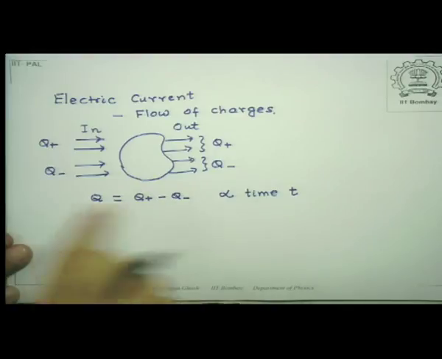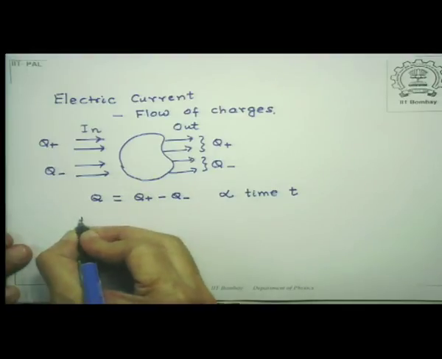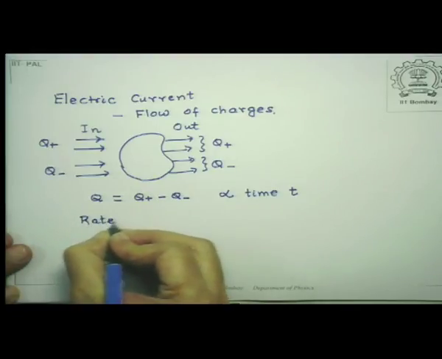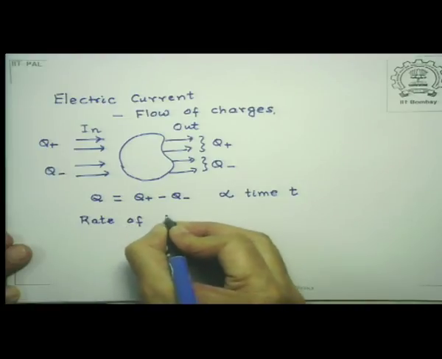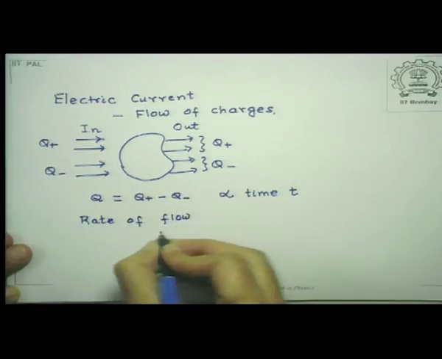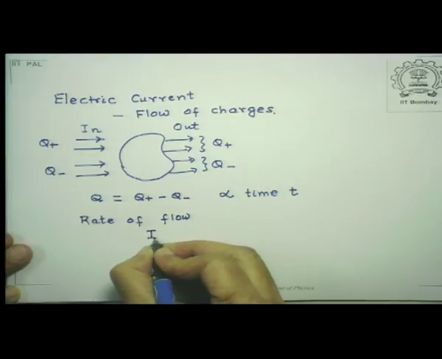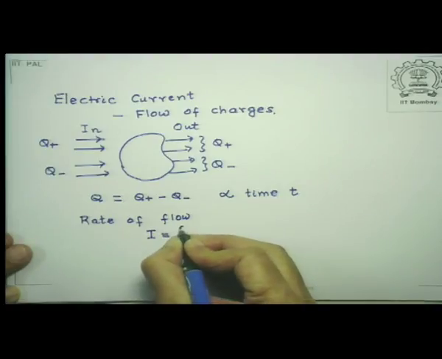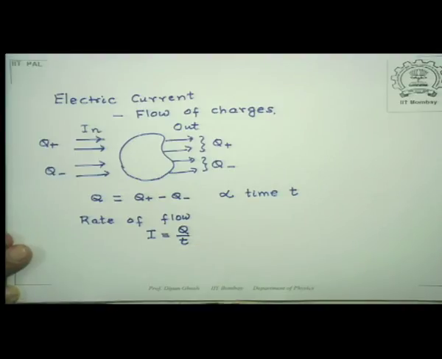So, in other words, the rate at which the charge flows, that I will call, or define formally, as my current, is equal to Q divided by t. Now, this of course assumes that my flow is steady, but supposing it is not.